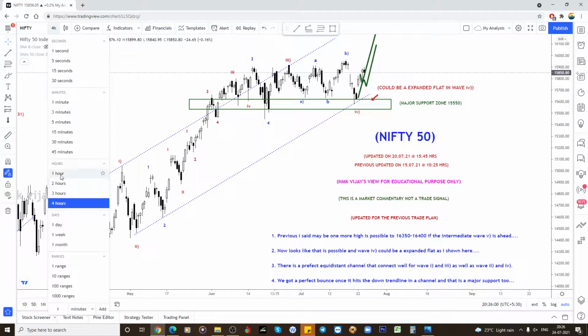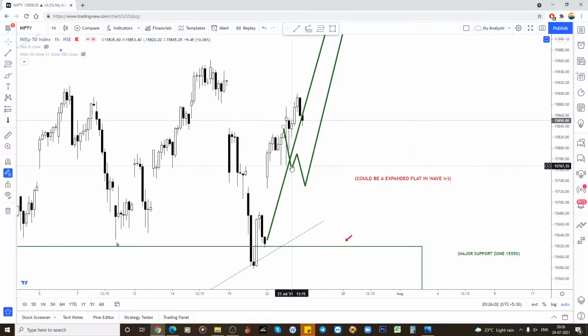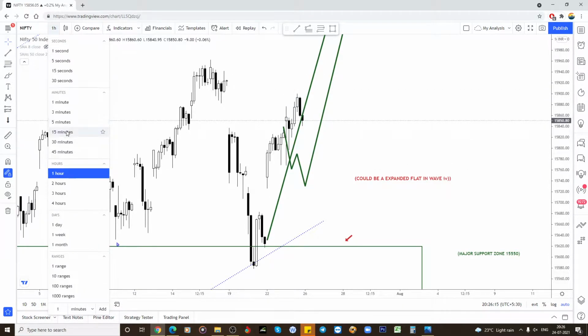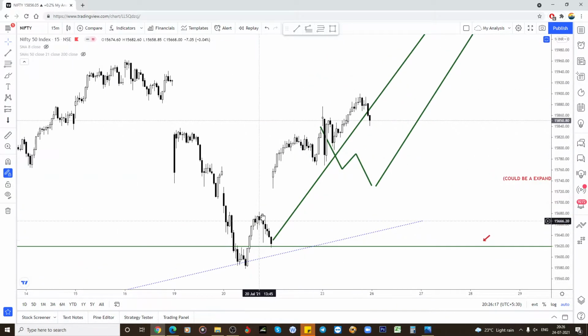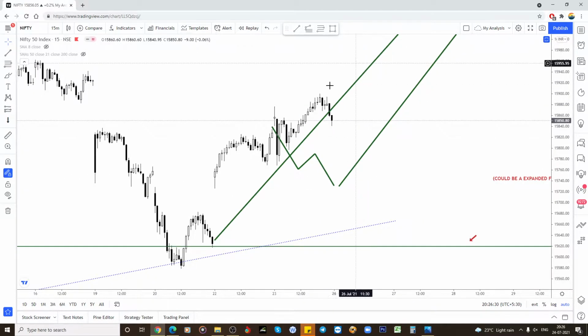Now I expected that, and it did exactly the same thing. For the shorter time frame, in the 1 hour, I expected a three-wave structure from here to 15,740, but it made a low of 15,766 and again it bounced. So in 15 minutes, it looks like 1, 2, 3. Whether this is 4 and 5 got completed, or whether this is wave 2 and we are in wave 3.